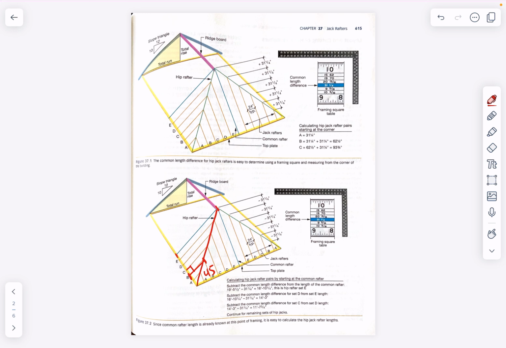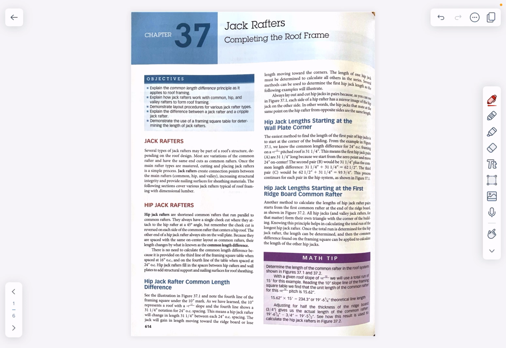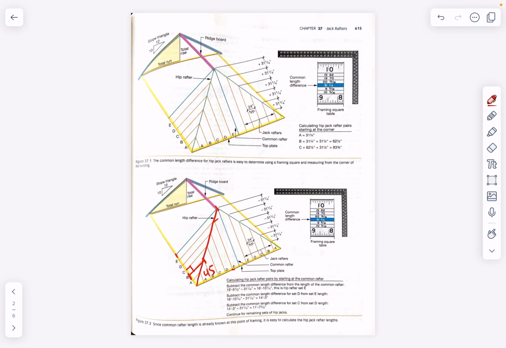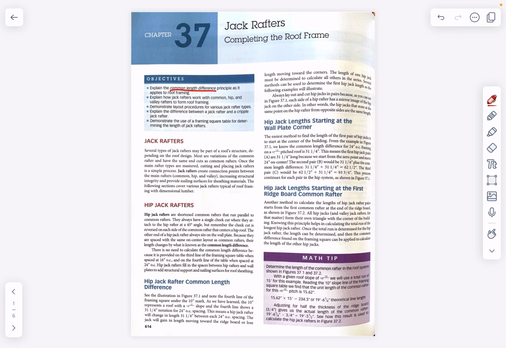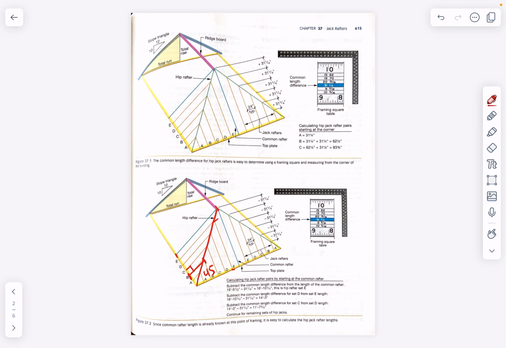Now what we need to do is figure out how we determine the lengths of these jack rafters. The next thing we need to learn is what the common length difference is. Again, you can read through these papers or this book to help you understand it further if the explanation provided now doesn't help you completely.